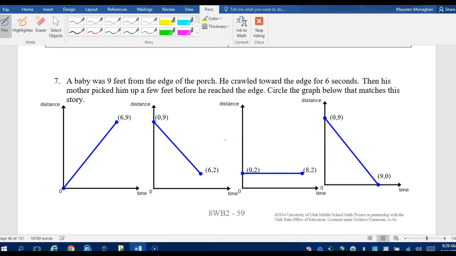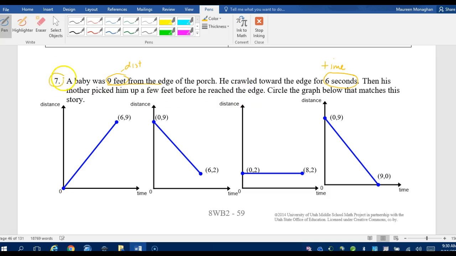Let's take a look at this next one. A baby was 9 feet from the edge of the porch. He crawled toward the edge for 6 seconds. Then his mother picked him up a few feet before he reached the edge. Circle the graph below that matches this story. Okay, 9 feet. What do you think that would be? Well, that's his distance. He crawled toward the edge for 6 seconds, so this is going to be his time. Which one do you think this matches? Mother picked him up a few feet before he reached the edge.